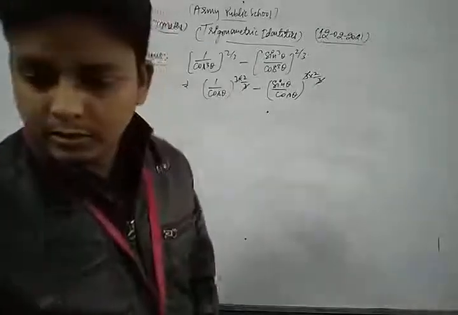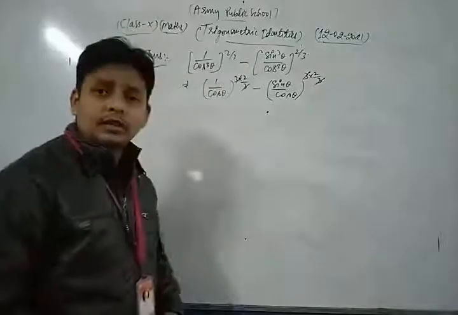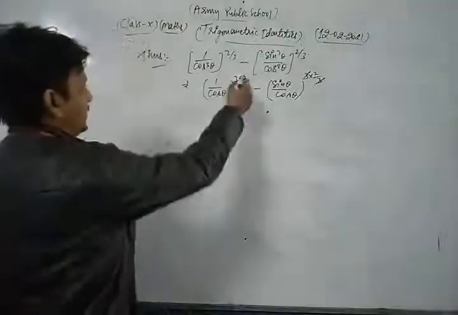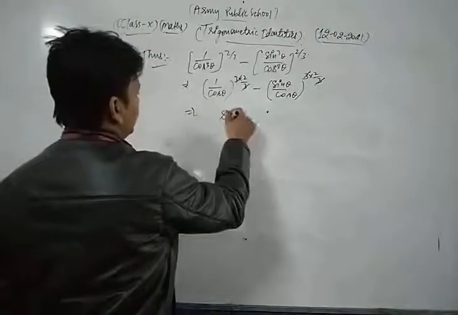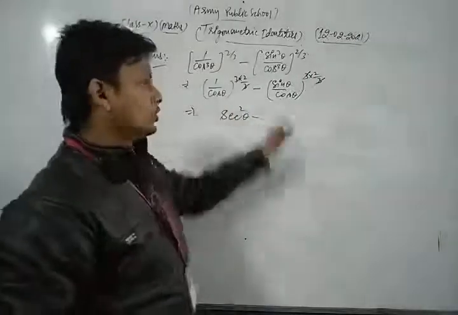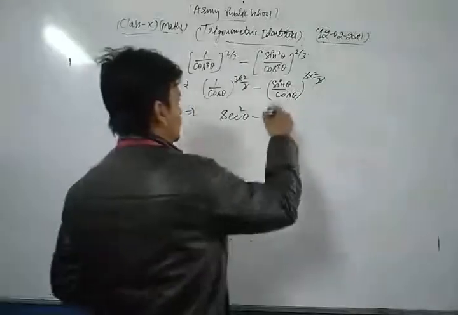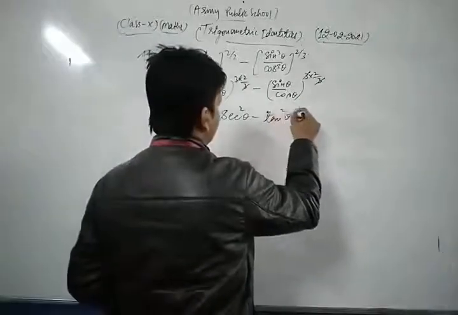Now let's see, dear students. Now 1 upon cos is what? Sec. So we write sec square theta minus sin upon cos, which is what? Tan. Sin upon cos is tan. So here we write tan square theta. We get tan square theta.